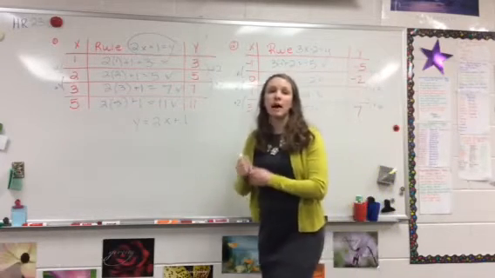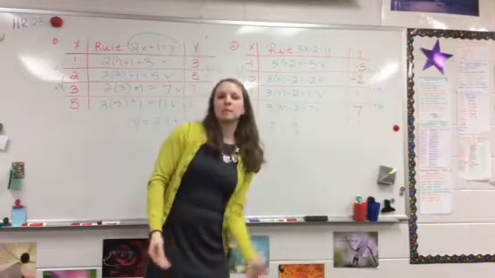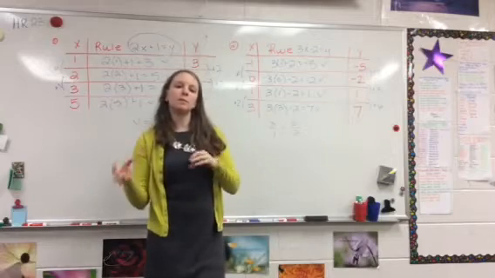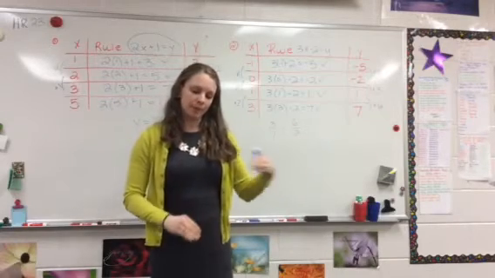And you could always test this out with any input. You could put in a decimal for an input, a fraction. You can go up to 1,000,000 as an input. When you put that input into the rule, it will give you your output.